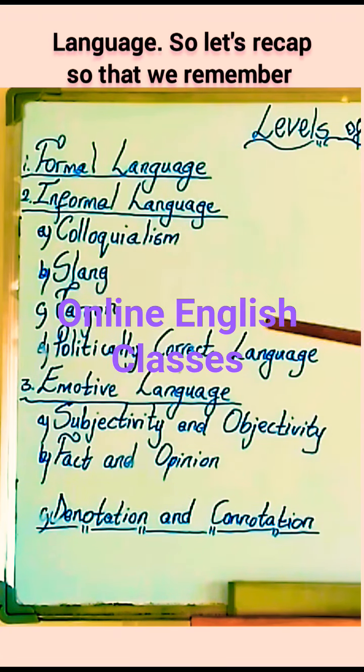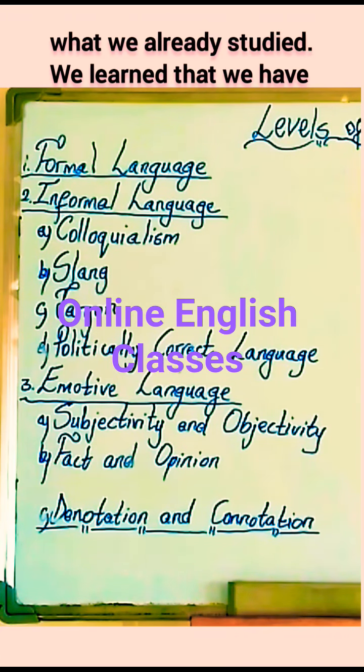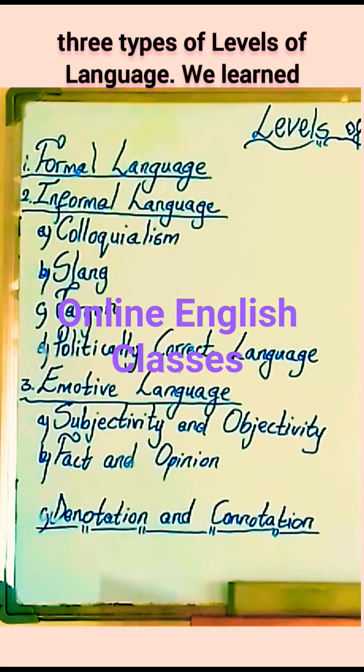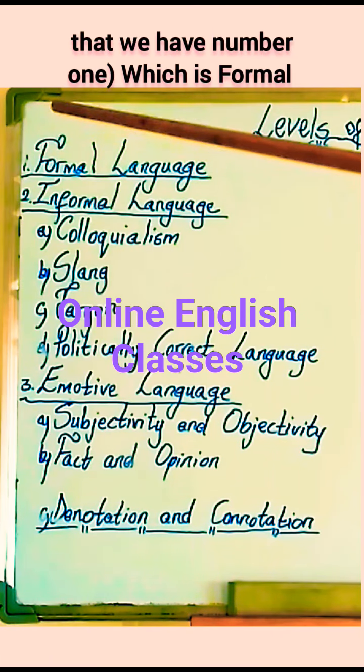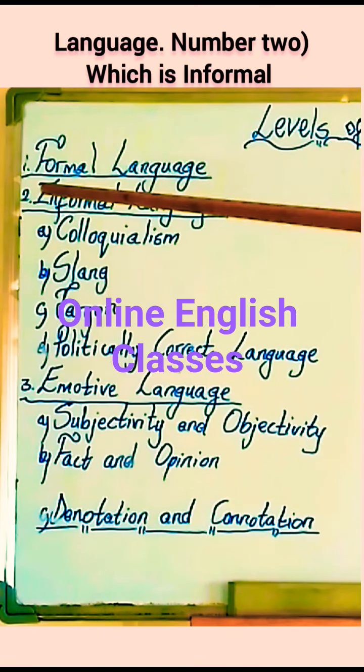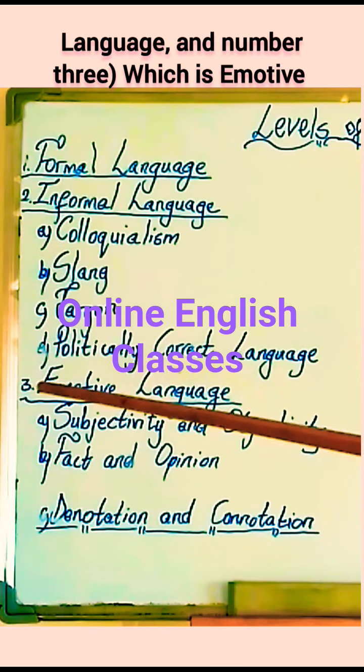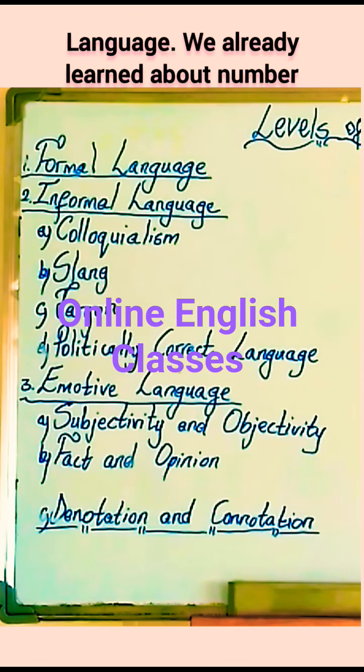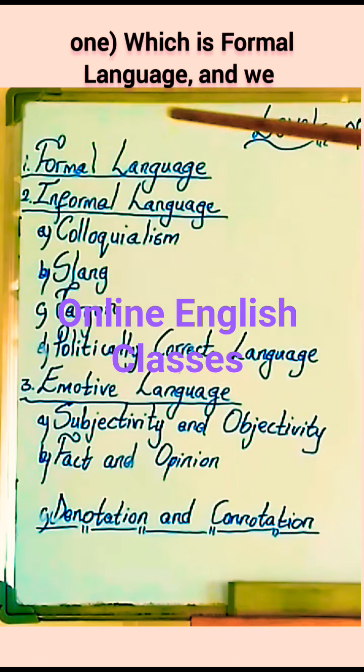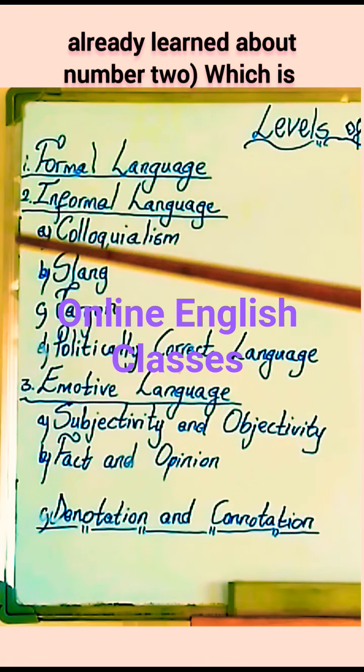So let's recap so that we remember what we already studied. We learned that we have 3 types of levels of language. We learned that we have number 1, which is formal language, number 2, which is informal language, and number 3, which is emotive language.